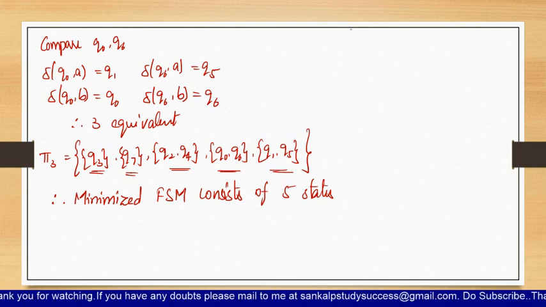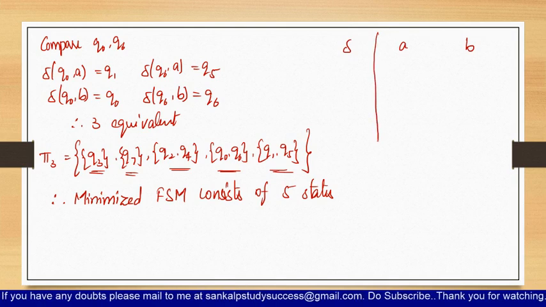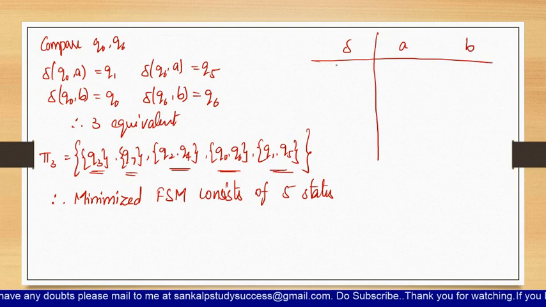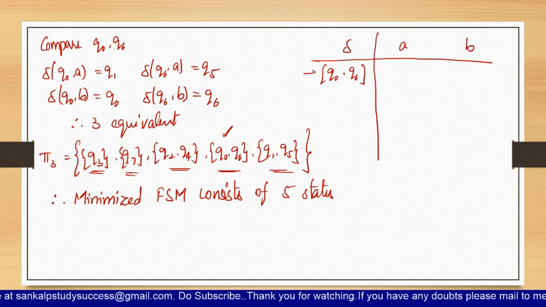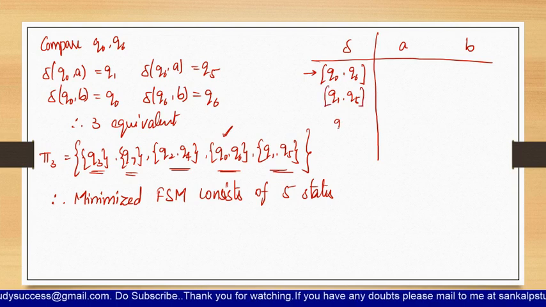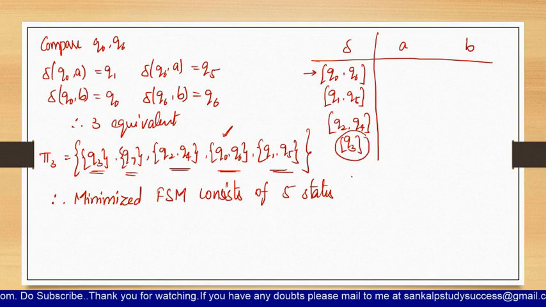So now let us draw a transition table for the minimized finite state machine by applying both the input symbols A and B. So here we have these states, as these are the 5 states which we have in a minimized finite state machine. Here our initial state is q0, so q0 comma q6 is the initial state. Then we have q1 and q5, q2 and q4, q3, which was the final state actually, so we'll make it the final state here also, and also we have q7.